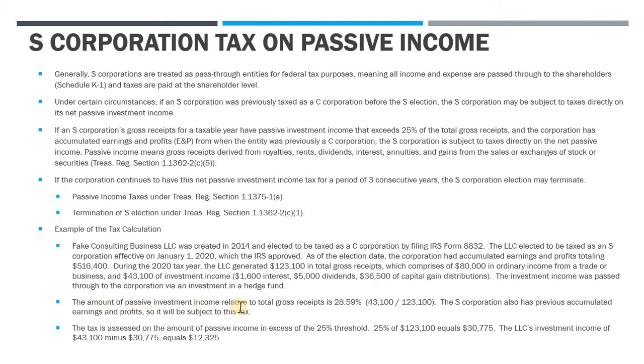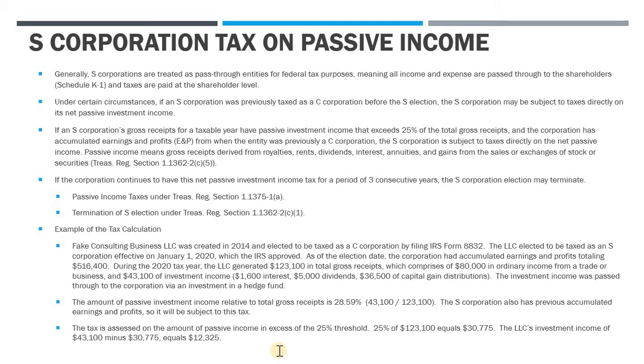Either way, these are going to be considered passive income when computing this test. The amount of passive investment income relative to the total gross receipts is 28.59%. If we take our 43,100 and divide it by the total, that's how we get that figure. So it's over 25%, right? That's the threshold, 25% of gross receipts. Because the S-Corp also has these previous accumulated earnings and profits, or E&P, it's going to be subject to this tax, and the tax is going to be assessed on the amount of passive income in excess of the threshold. 25% of the 123 is 30,775, and the investment income of 43,100 over that amount is 12,325. So the 12,325 is the amount of excess passive investment income that's going to be subject to tax.